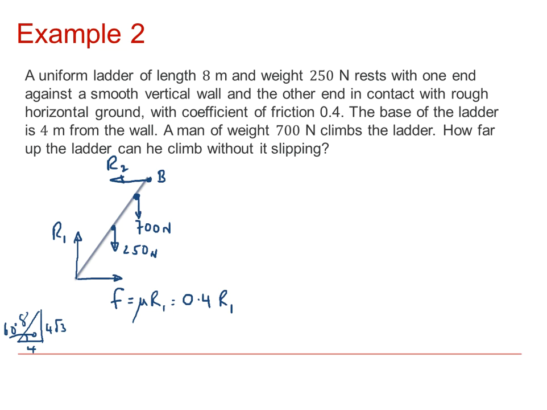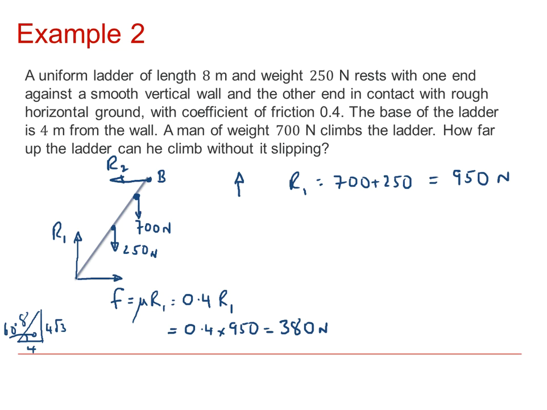So this is the force diagram this time, and so first of all, resolving vertically, we can see that R1 must be equal to 700 plus 250, so R1 is equal to 950 newtons. We know we've got limiting friction, and therefore F must be equal to mu R1, which means that F is equal to 0.4 multiplied by 950, which is equal to 380 newtons.